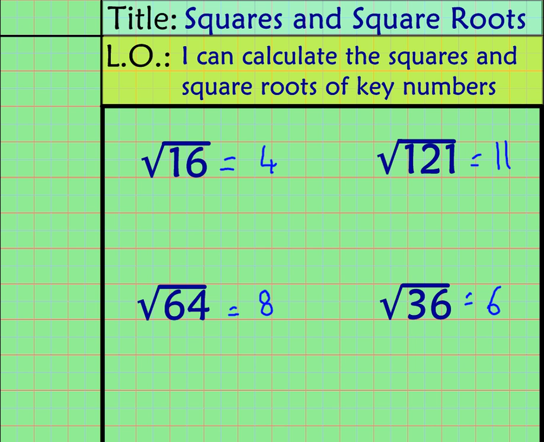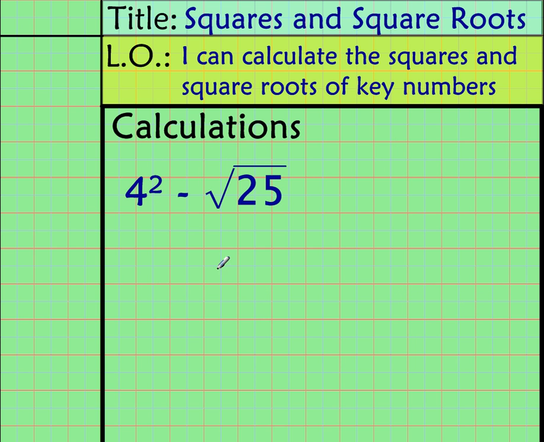Finally, sometimes they might put these together in a question like this. They might say, what's 4 squared take away the square root of 25? No problems here. Just work out each bit individually. What's 4 squared? That doesn't mean 4 times 2. No way. This means 4 times 4, so that's 16. And I'm taking away the square root of 25. What number did I have to square to get 25? It's 5. So the square root of 25 is 5. 16 take away 5. Well, that's not very hard, is it?